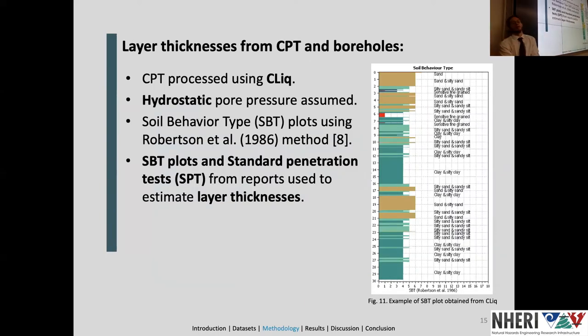Then we identified the soil layers and the layer thickness using the CPT data. The CPT data was processed in CLIC, which is a CPT-based liquefaction assessment software. And so that allowed us to get soil behavior type plots, an example of which is shown right here on the right. So essentially what we did is try to ignore all those small layers and try to identify the larger identifiable geological layers that can be found in Alameda. And those plots were used alongside the local geotechnical reports. Most of the geotechnical reports describe boreholes with standard penetration tests, SPTs. And so that also gave descriptions of the soil types in those locations.